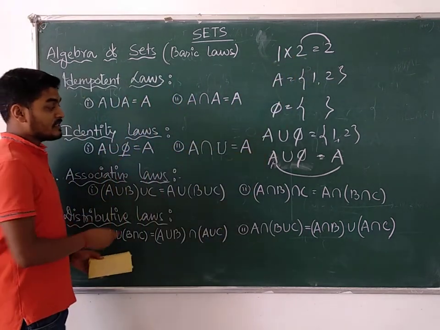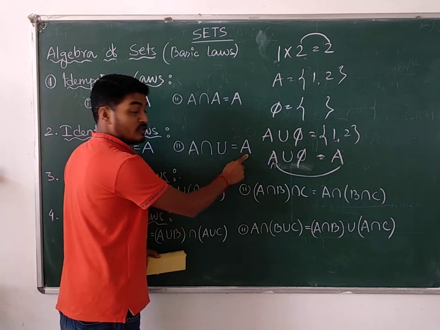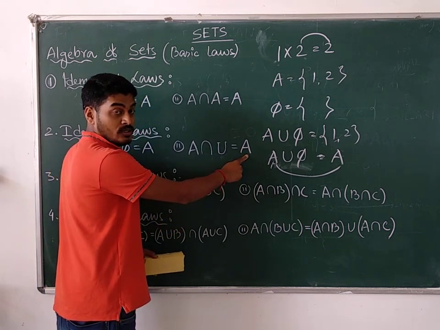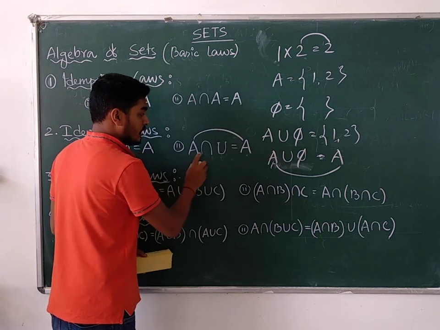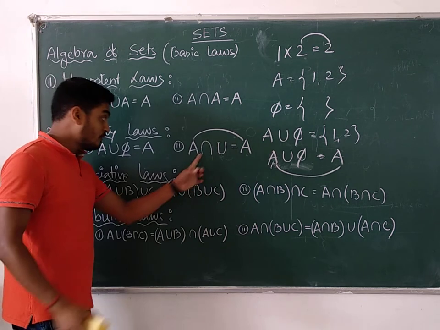Similarly, in case of intersection, universal set, A intersection universal set is equal to A. Is it the same? That's why the other set will be known as the identity element for that operation.